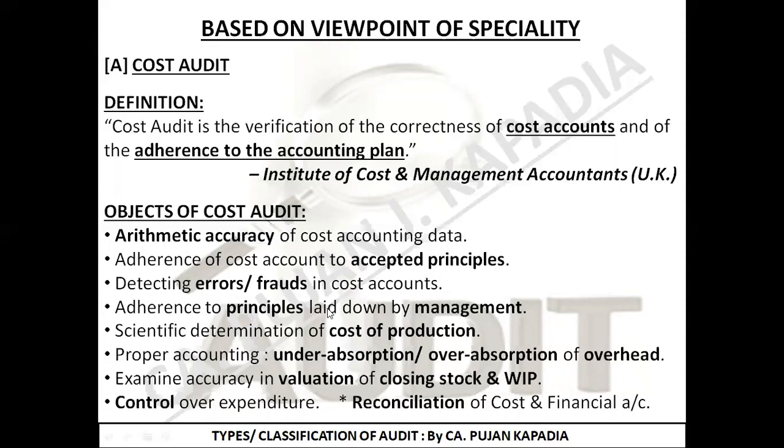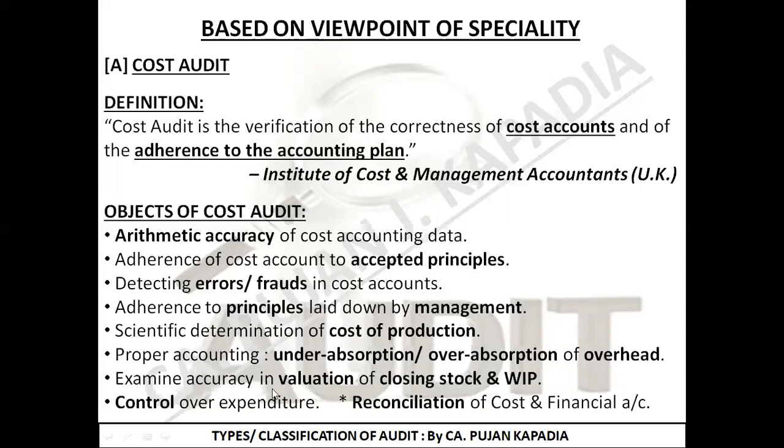Next is adherence to principles which are laid down by the management. That is to comply with all the principles and policies which are laid down by the management. Next is scientific determination of cost of production, which means basically I am looking at a procedure which is basically a scientific one. Scientific here means a procedural part that could be well proven, to determine the cost of a product. Next is proper accounting for under absorption or over absorption of overhead, which basically talks about whether the expenditure that I am actually incurring is less or more as compared to the standard that I have set for the same.